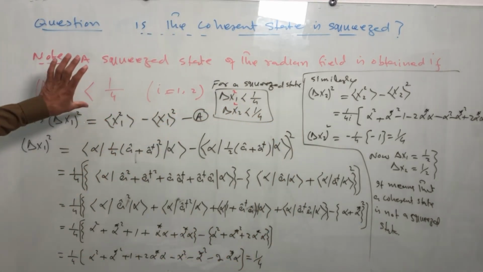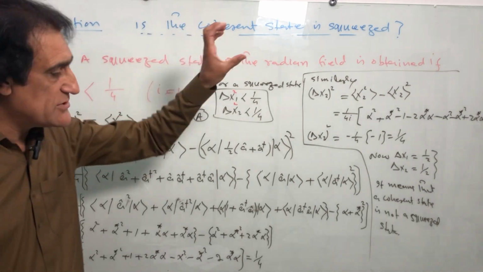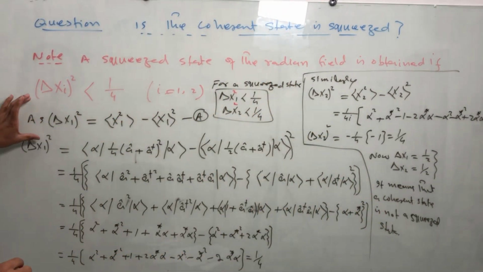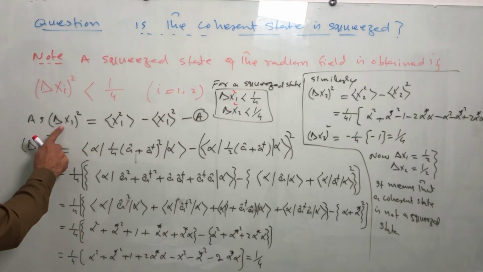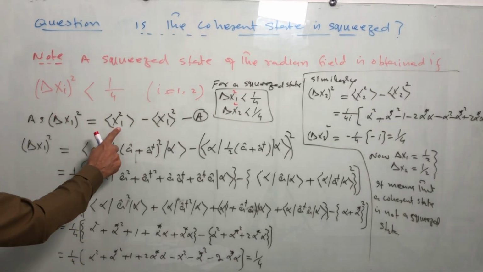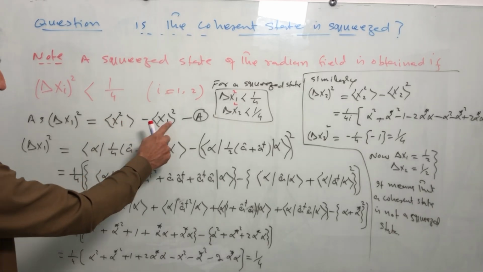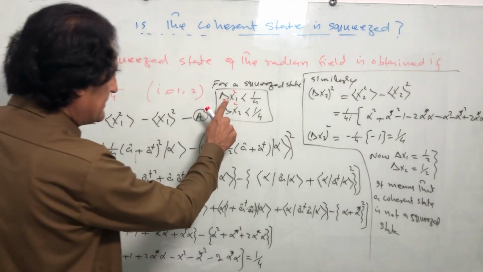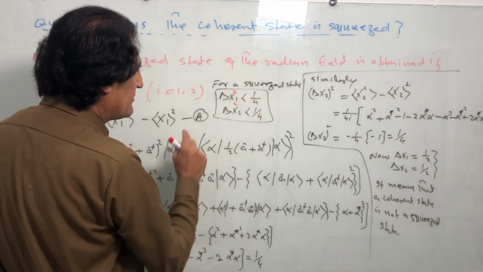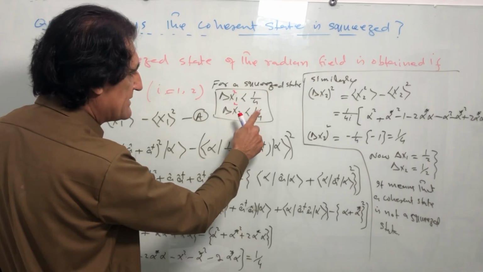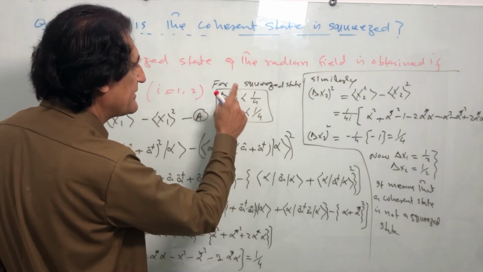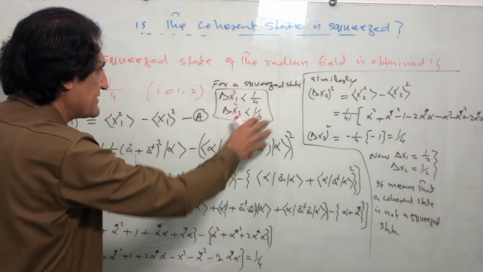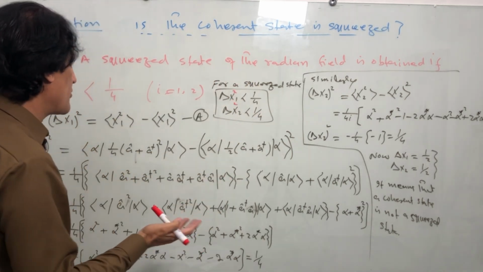So now we are looking at whether the coherent state is a squeezed state or not. I will start from equation A, because (Δx1)² is equal to the average of x1² minus the square of the average of x1. I have to show (Δx1)² less than 1/4 and (Δx2)² less than 1/4. If this condition is satisfied, then this coherent state will be a squeezed state. If this is not satisfied, then it will not be a squeezed state.